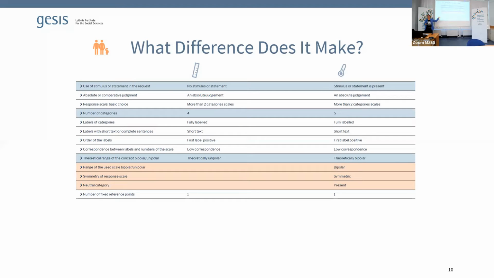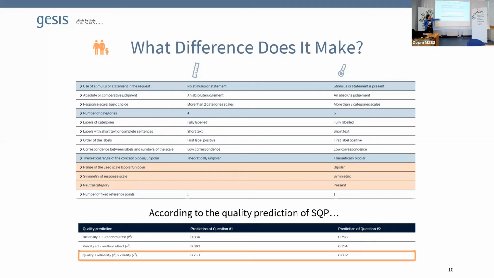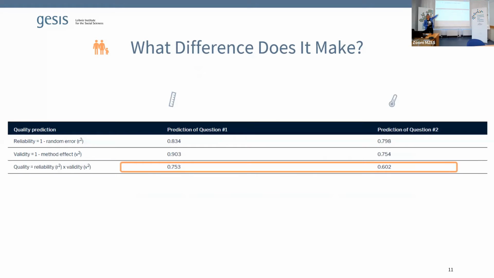Also a main difference. And what difference does it make? Well, according to the survey quality predictor that we're going to look at later on, it does make a difference. I have it a little bit bigger here so you can see it. The first item gets a quality prediction of 0.753 and the second of 0.602. Okay, what does that mean?